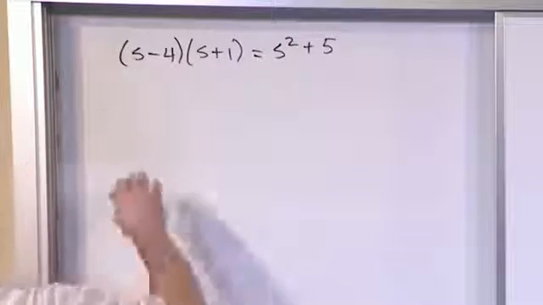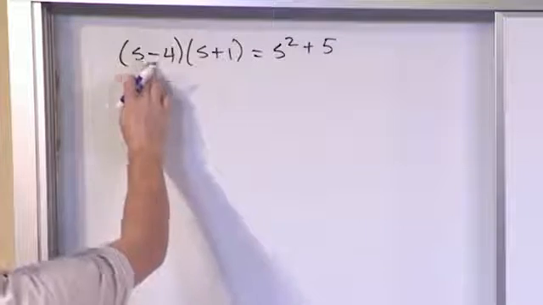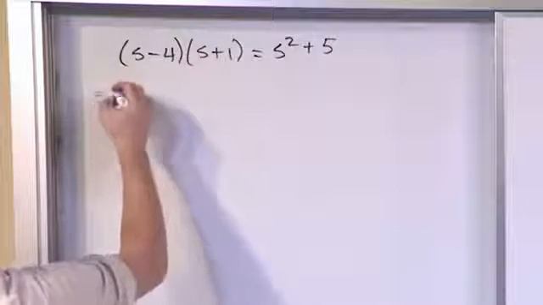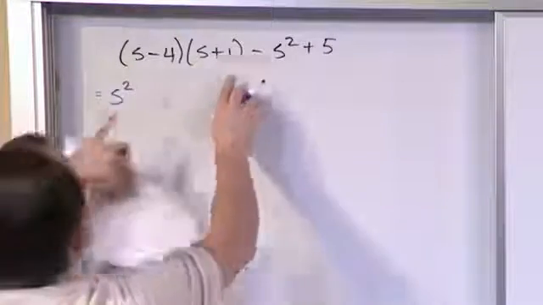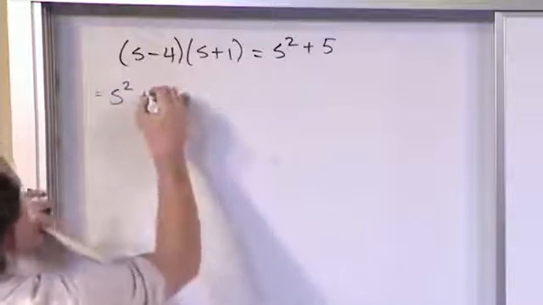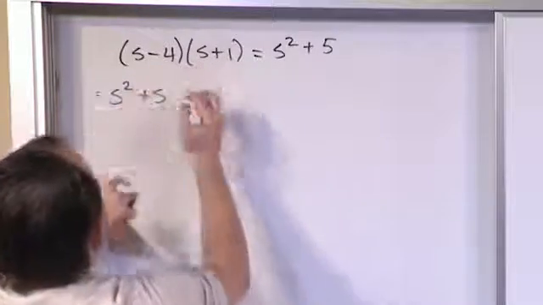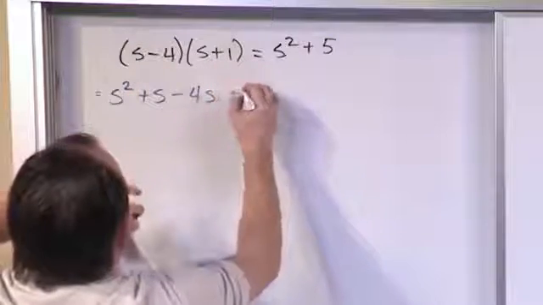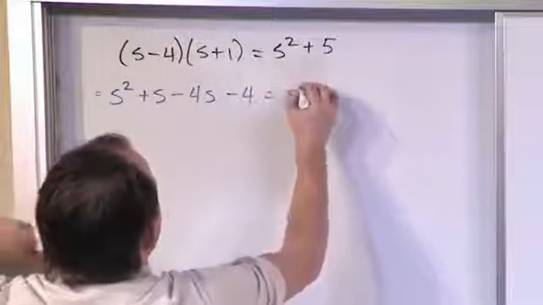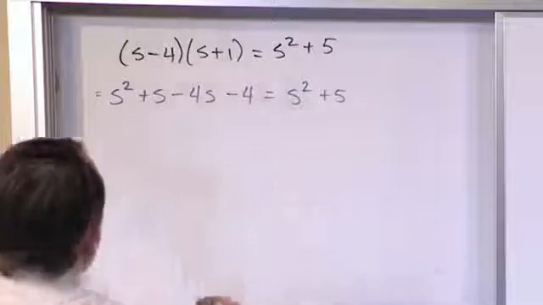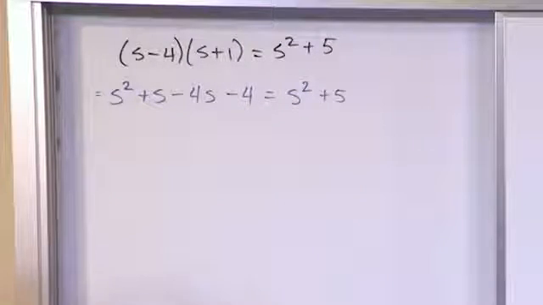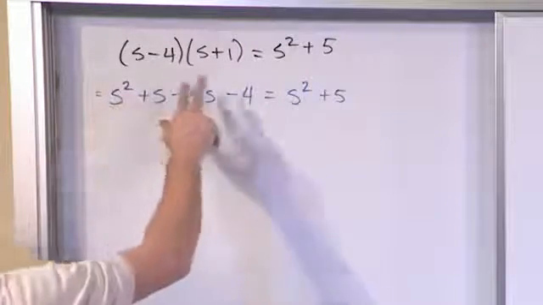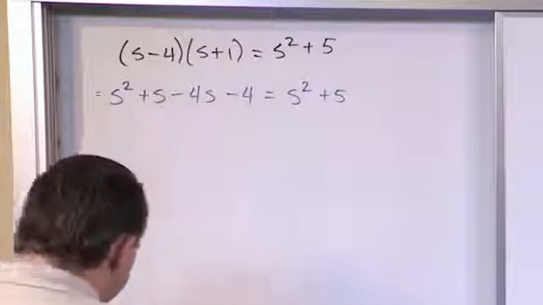So here, you just go ahead and do your FOIL. Here's the first term. s times s is s squared. The outside terms, s times 1 is s. The inside term is negative 4s. In the last term, negative 4 times 1 is negative 4. On the right-hand side, you have s squared plus 5. So you want to collect like terms. You notice that you have an s squared here and an s squared here. So you want to go ahead and combine those guys.